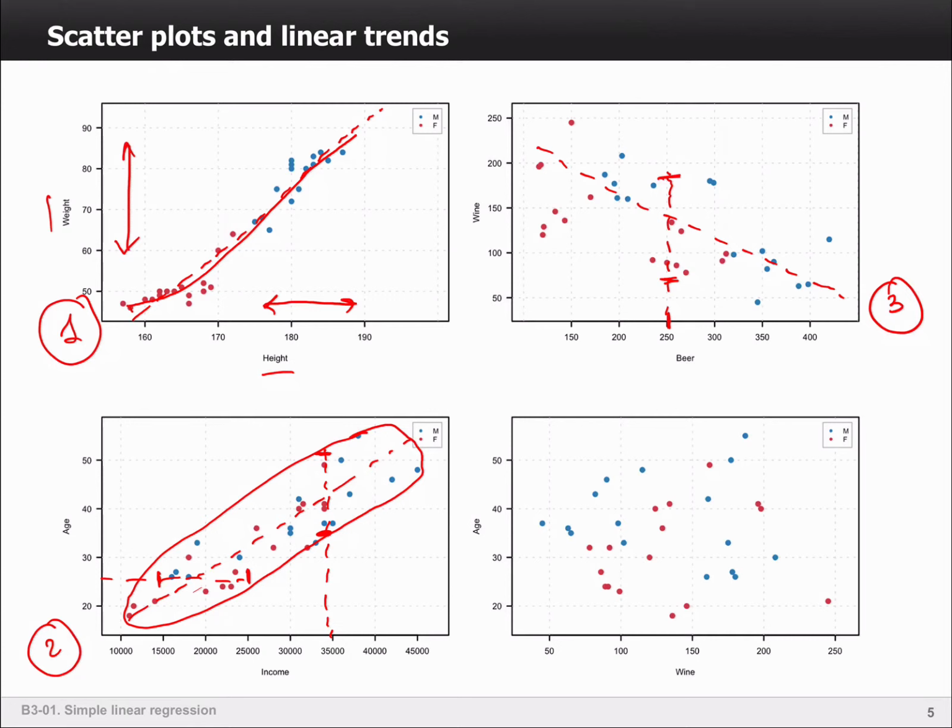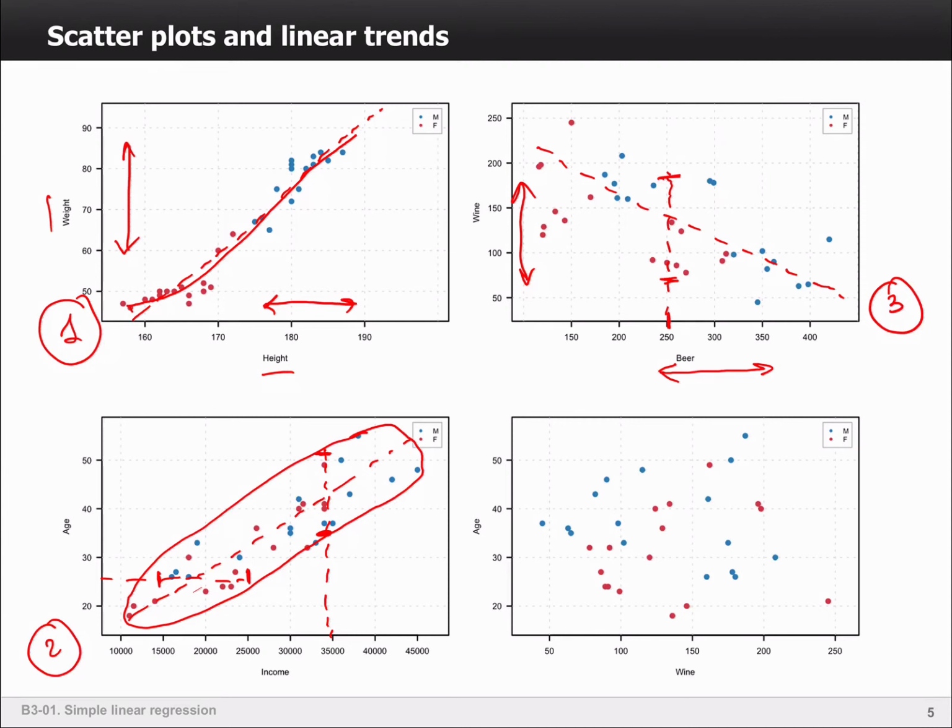So there is a trend, but the trend is weaker, and you can also see that the direction of the trend is different, right? You can see that if a person drinks more beer, this person drinks less wine. And if a person drinks less beer, the person drinks more wine. So in this case, we have a negative relationship. We will talk about covariance in a minute. So it's a negative covariance, okay?